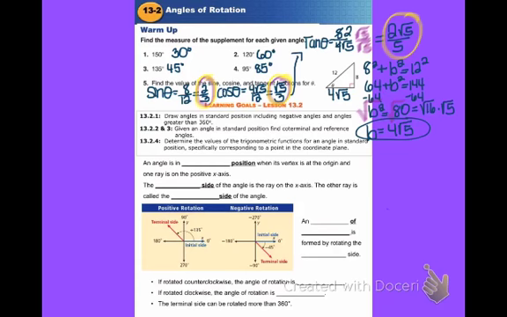Well, thanks for trying the warm-up. In each of the first four questions, you needed to find the supplement for the given angle. And remember that supplements are two angles that add up to 180 degrees. So each of these answers could be found just by subtracting the angle that was given from 180 degrees.